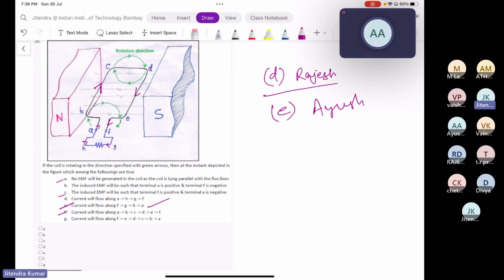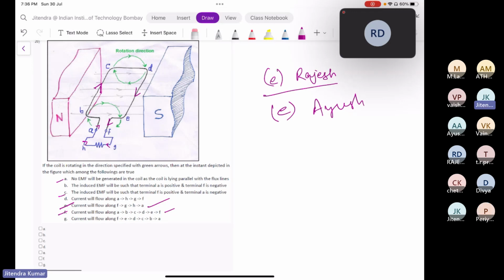Okay. So whatever Rajesh explained, according to him, option E is correct. So option E is correct. Now, current will flow. If current is flowing in the loop of FGHA, it must also flow in the loop of ABCDEF, right? Am I correct, Rajesh? Yes, sir. The same current flows through this loop. So option F, which has been picked by Ayush as well, is correct. Option E is correct. Now about option A.